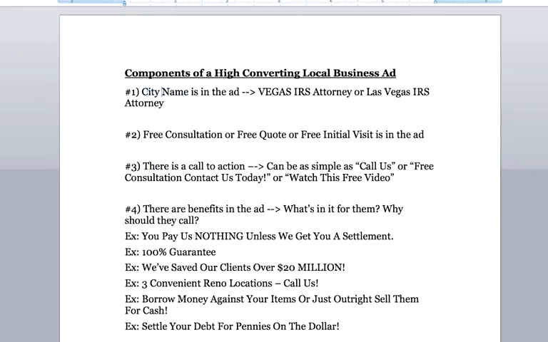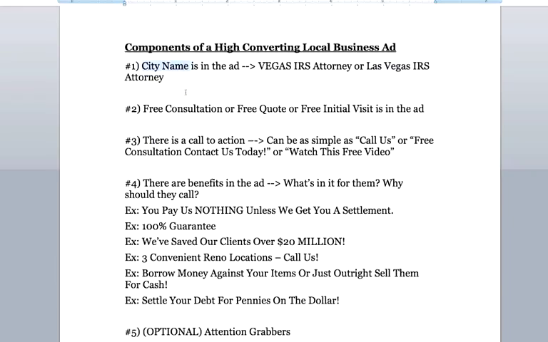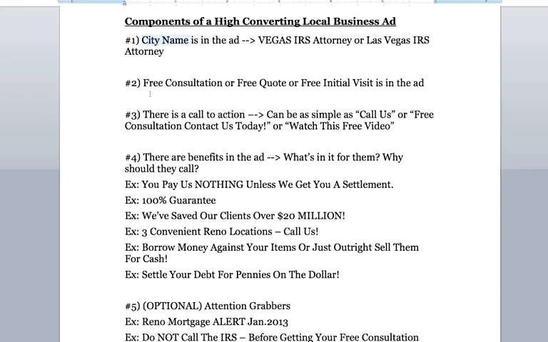I want you to really understand what a huge advantage it is, not only to have the Google Places in the ad, but to actually have the city name in the ad as well. Here's an example, right? I like to use it in all caps if you can. If you have a city like Vegas or Reno, you can put it in all caps. Vegas IRS attorney, or Las Vegas IRS attorney. So test different things. Test one where you have the city name in all caps. Test one where you have the full city name, not in all caps. City name in the ad is very, very important for local business ads. This is a huge advantage that other people can't do.